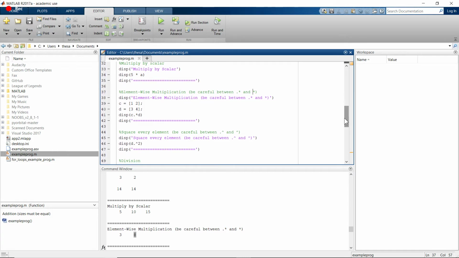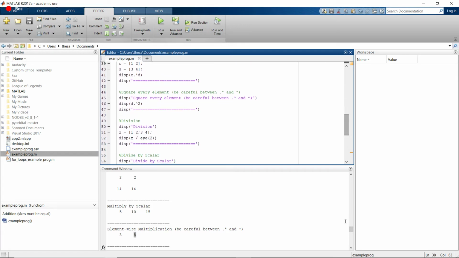So that's element-wise multiplication. Just remember, dot star versus star. They're very different and they're very easy to confuse with one another.